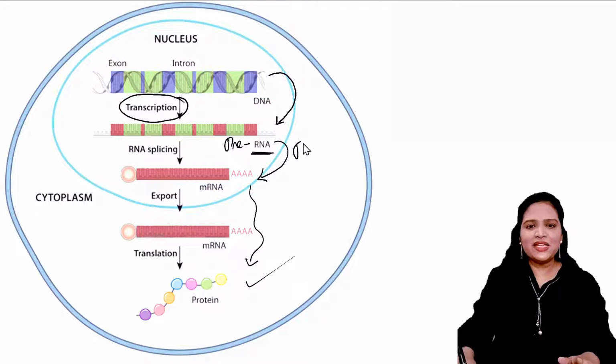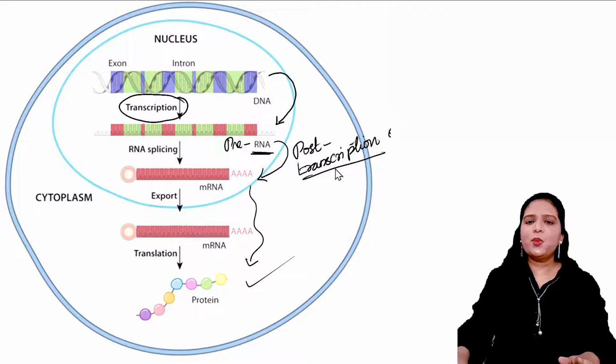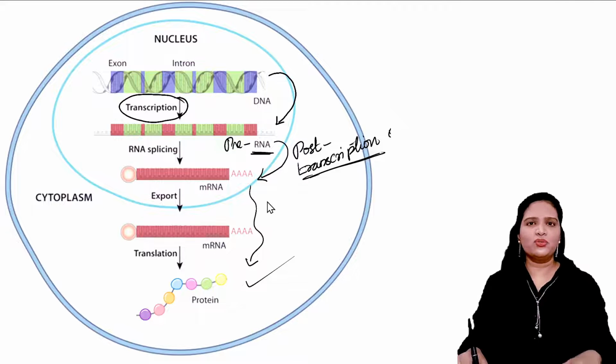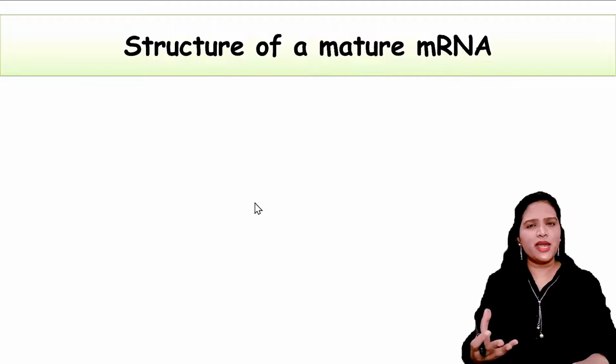So this event is called a post-transcription event. Post-transcription event. Okay, understood? Understood? So after this post-transcription event only, the mRNA gets matured and it will come out of the cell. Got it? Right. Now, let us see the structure of a mature mRNA. So we have seen the cap, poly A tail, all these things. So what is it exactly?